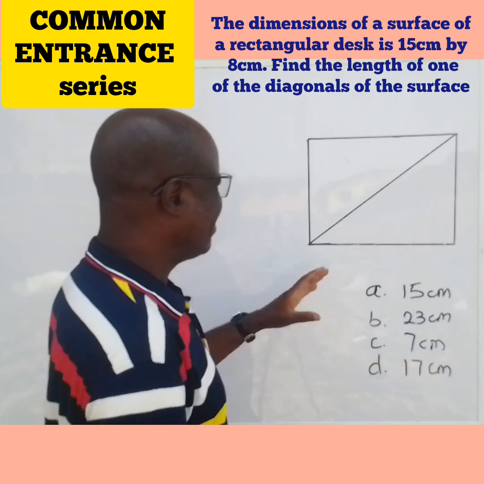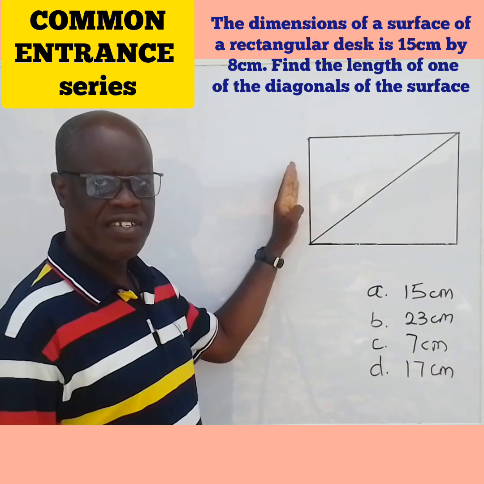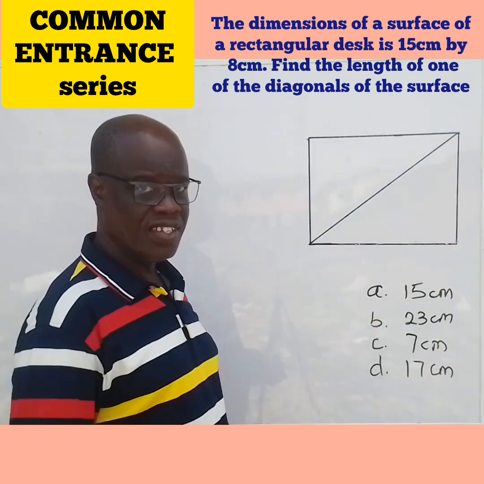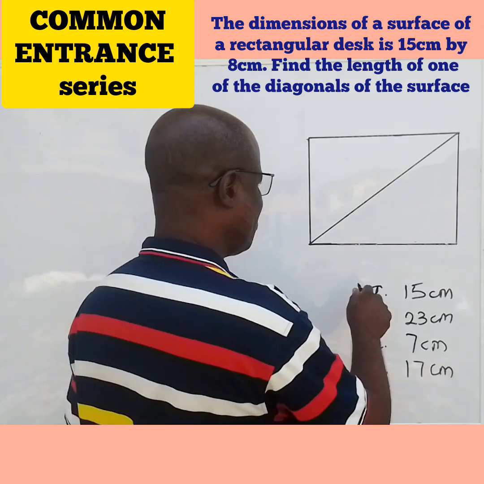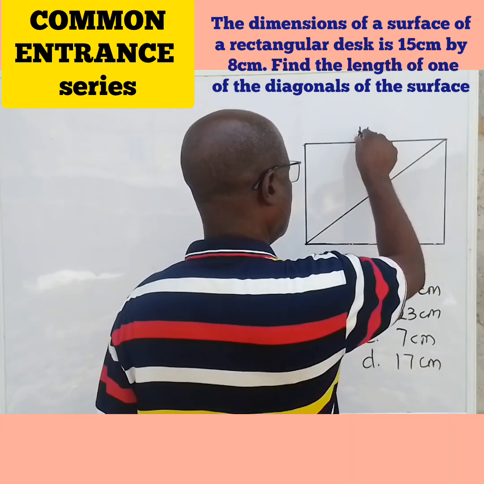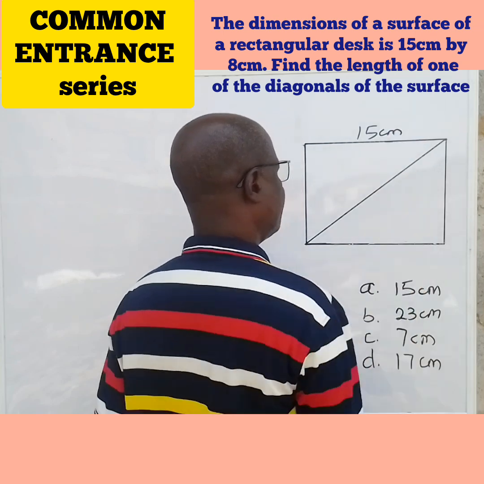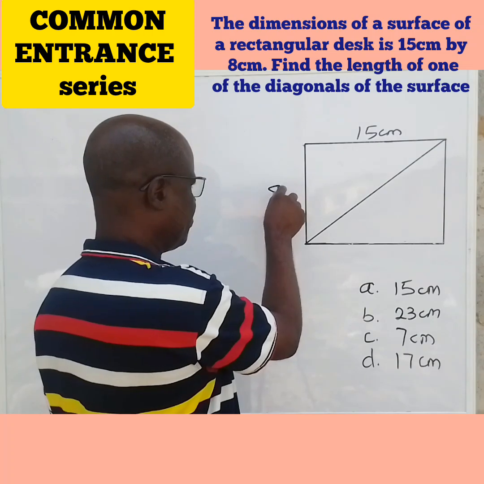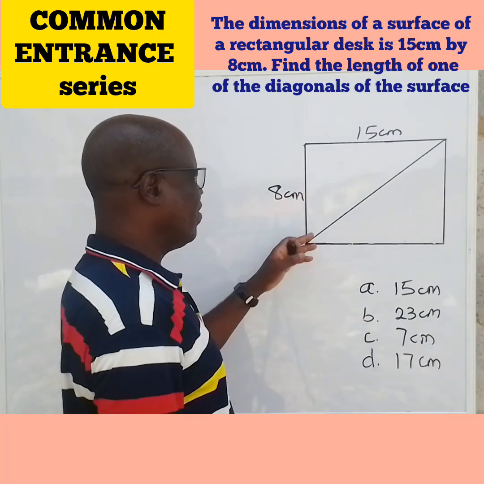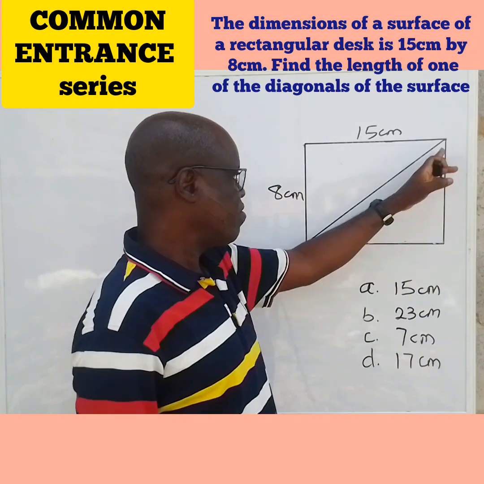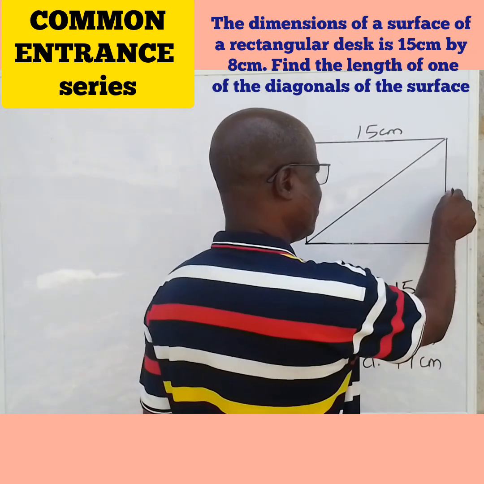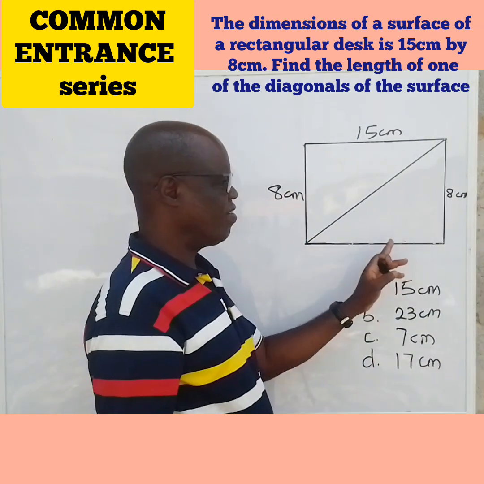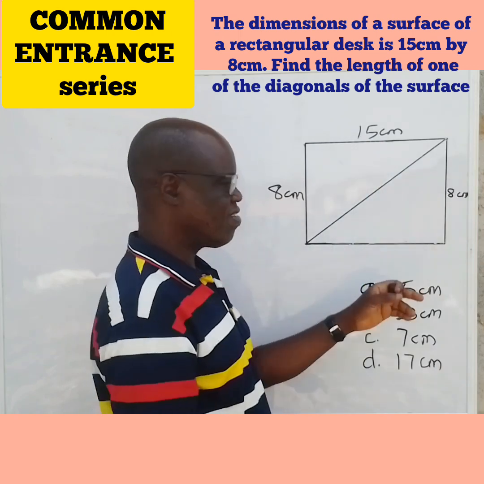Now, this is the diagram representing the question. The length is 15 centimeter according to the question. Then we have the breadth as 8 centimeter. This place also is 8 centimeter. And then from here to this place is 15 centimeter.